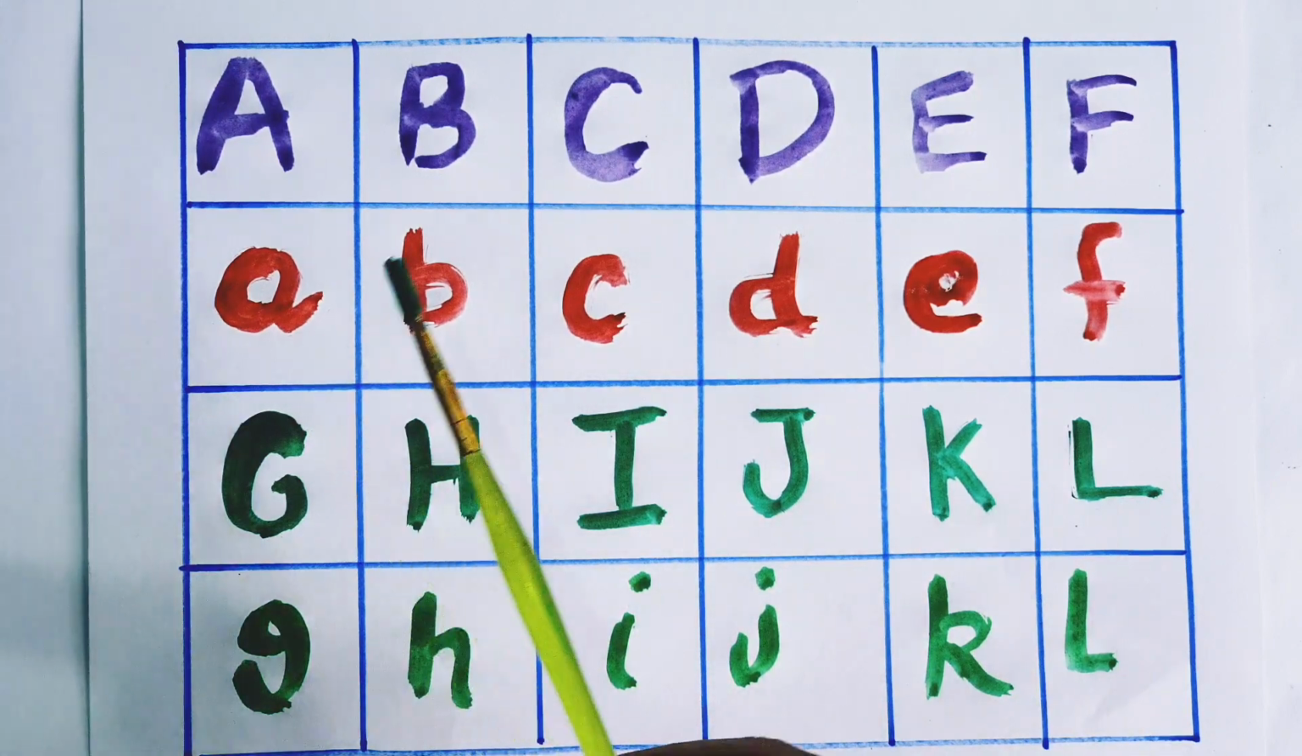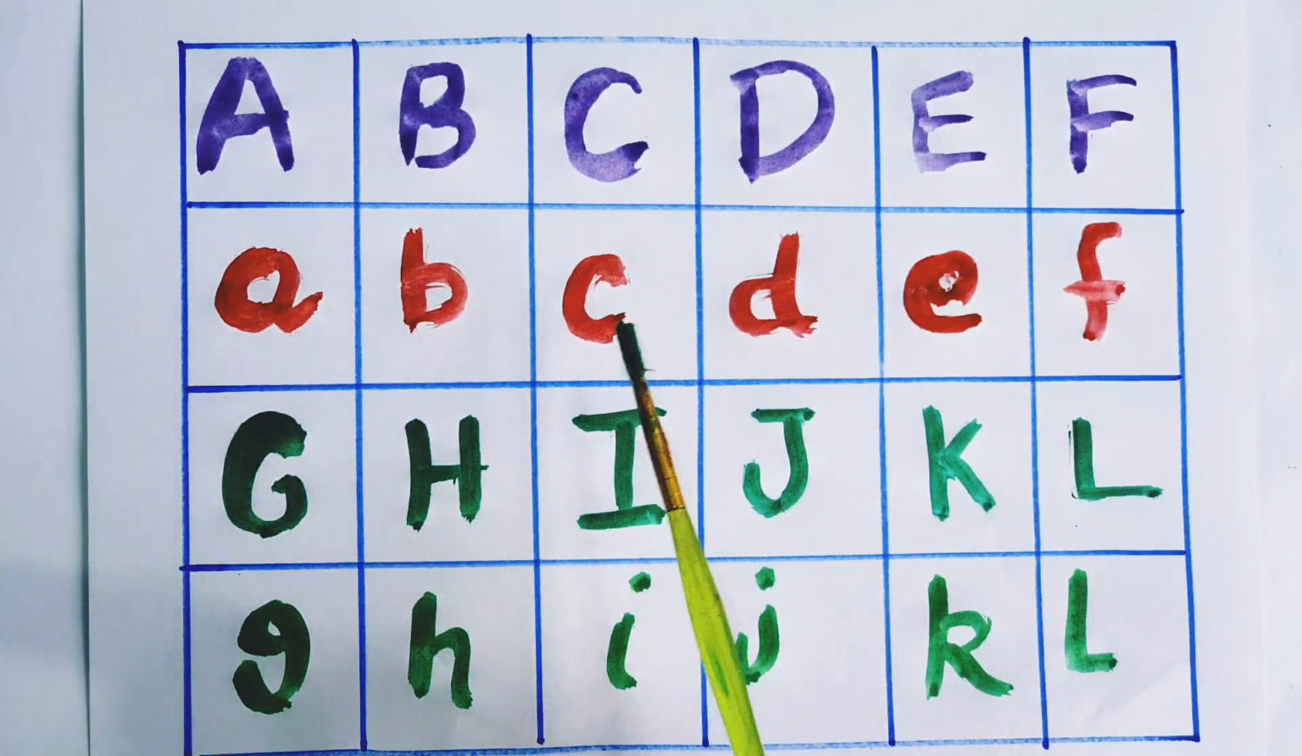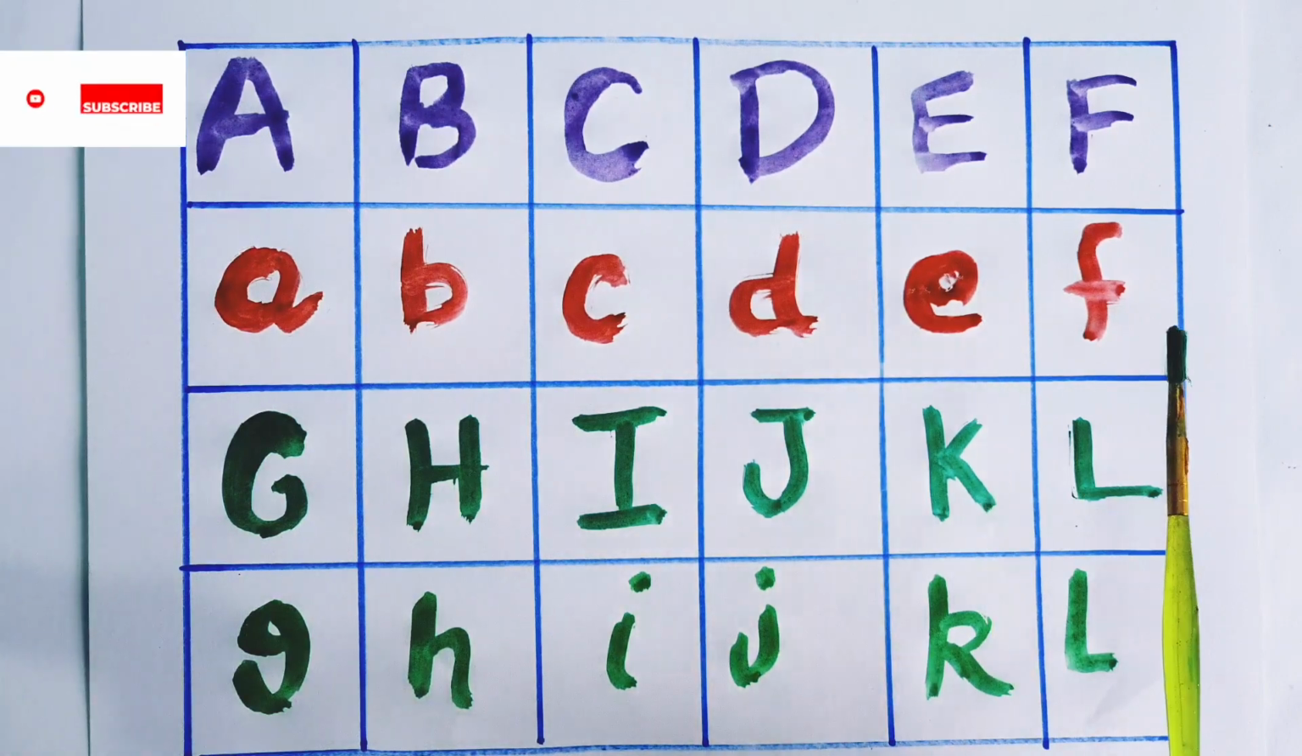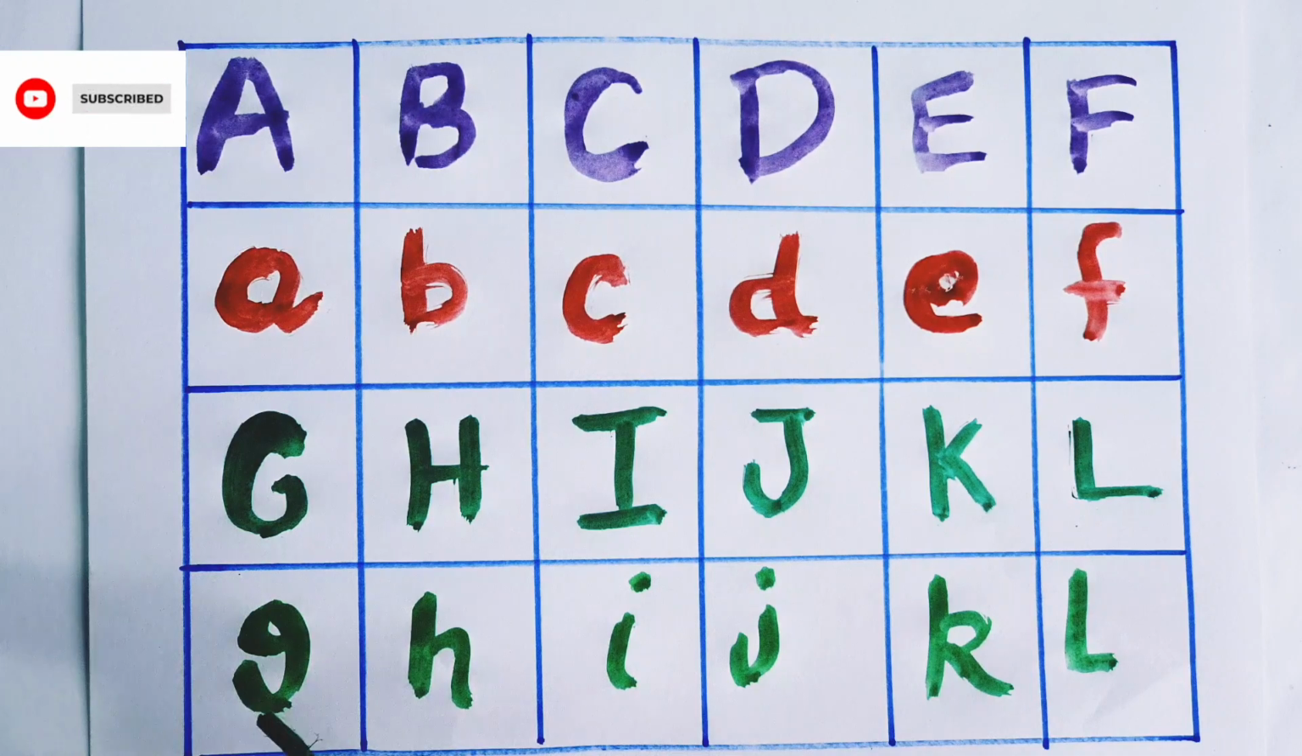A for apricot, B for book, C for camel, D for donkey, E for elephant, F for fan. G for girl, H for house, I for eyes, J for joker, K for king, L for lion.